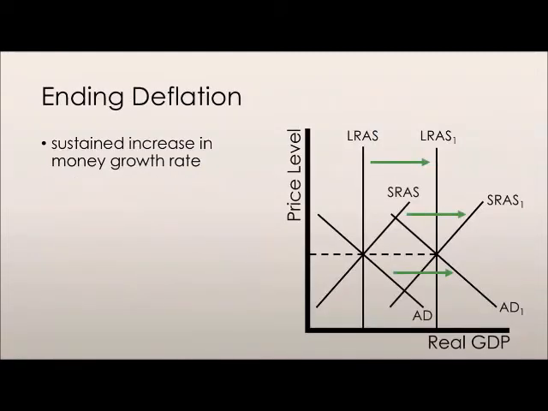We've concluded that the cause of deflation is that the quantity of money is growing too slowly. If the central bank were to increase the rate at which money grows in the economy, aggregate demand would be able to better keep up with aggregate supply. Keep in mind, this increase in the money growth rate cannot be a one-time thing. It must be sustained in order to ensure that aggregate demand continues to increase in sync with the long-run and short-run aggregate supply.